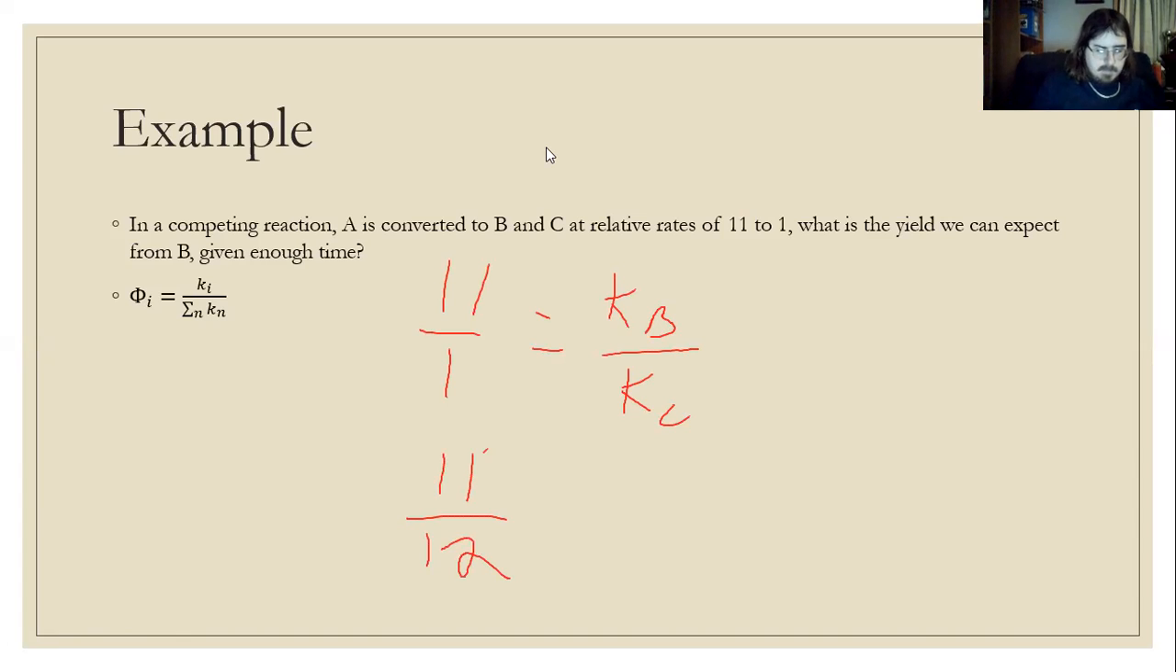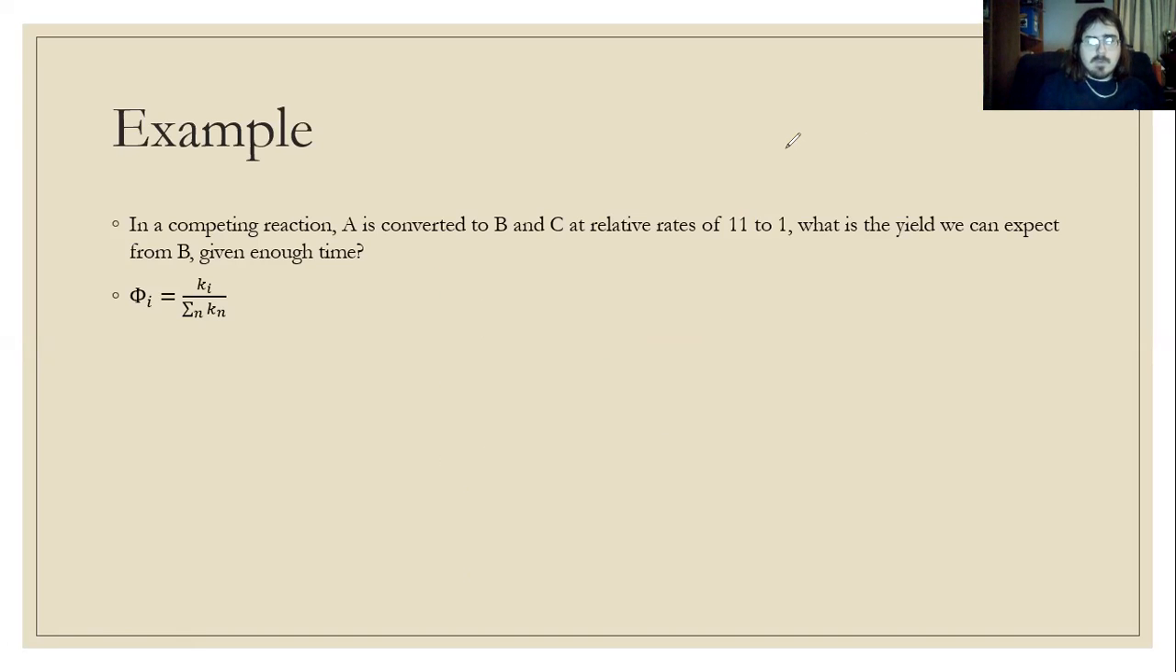Given enough time, we'd expect to get 91% yield, because every time we form one C, we would form 11 B's, and B would quickly outpace the other.